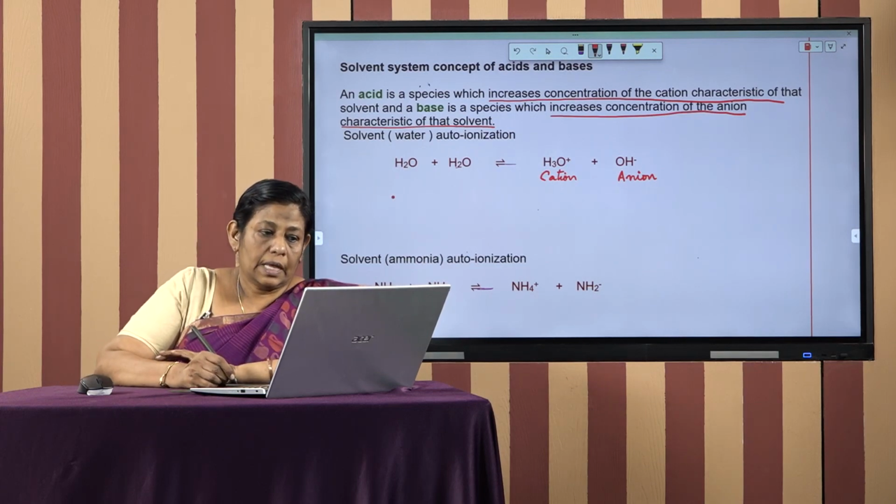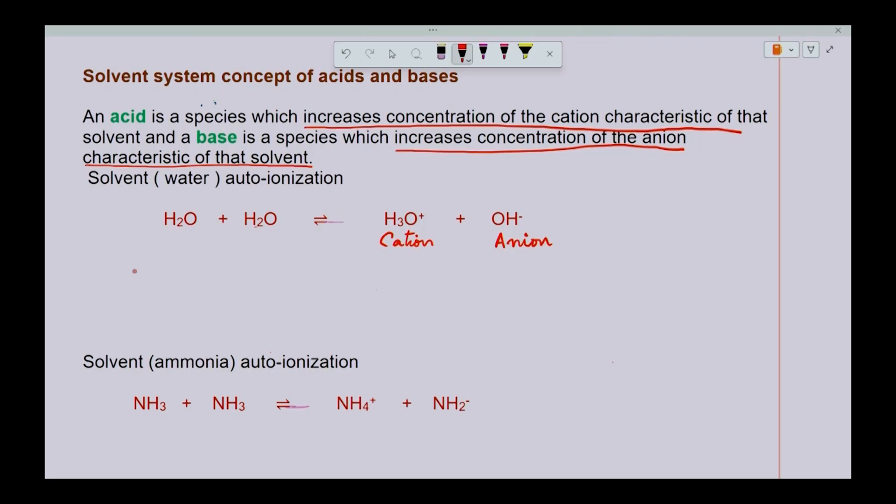Let us take an example. Suppose I am adding HCl to water.